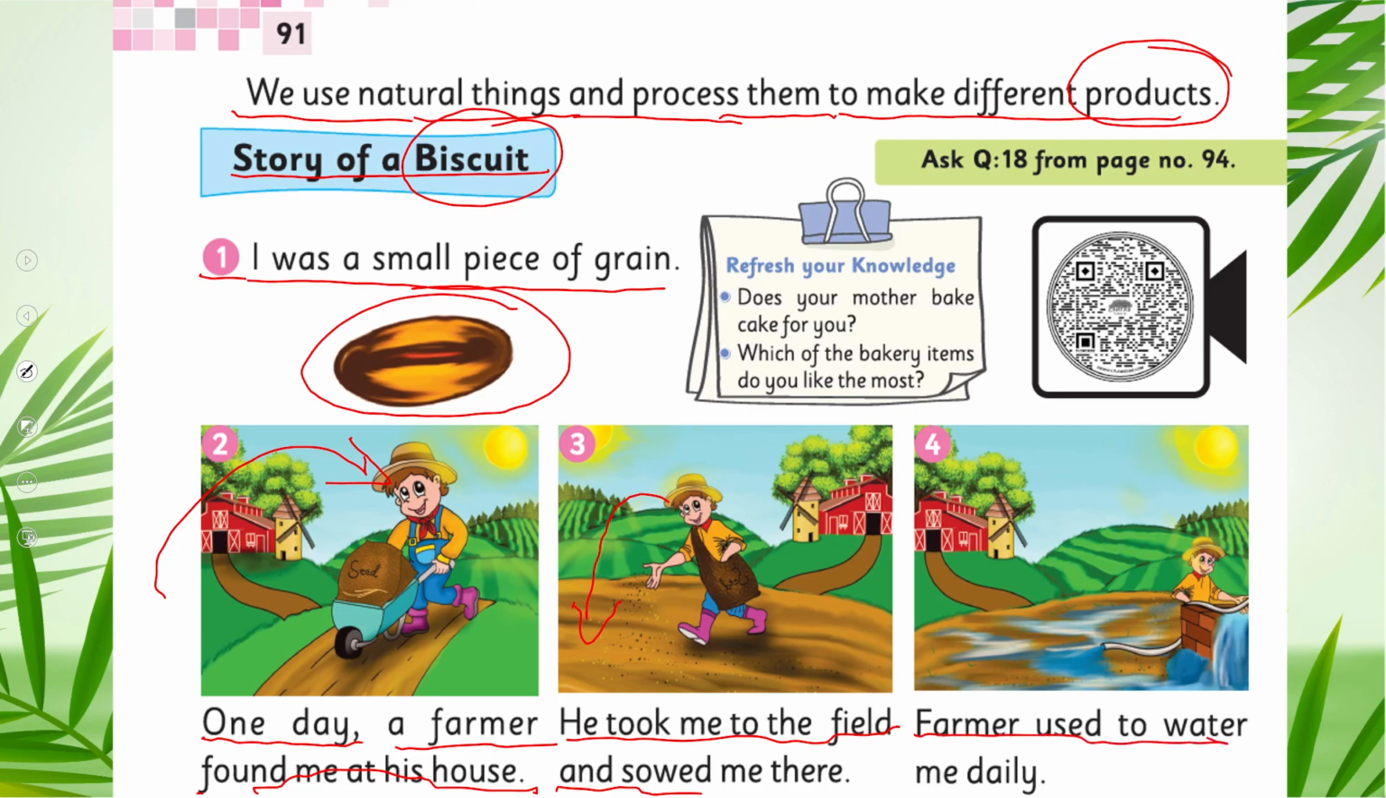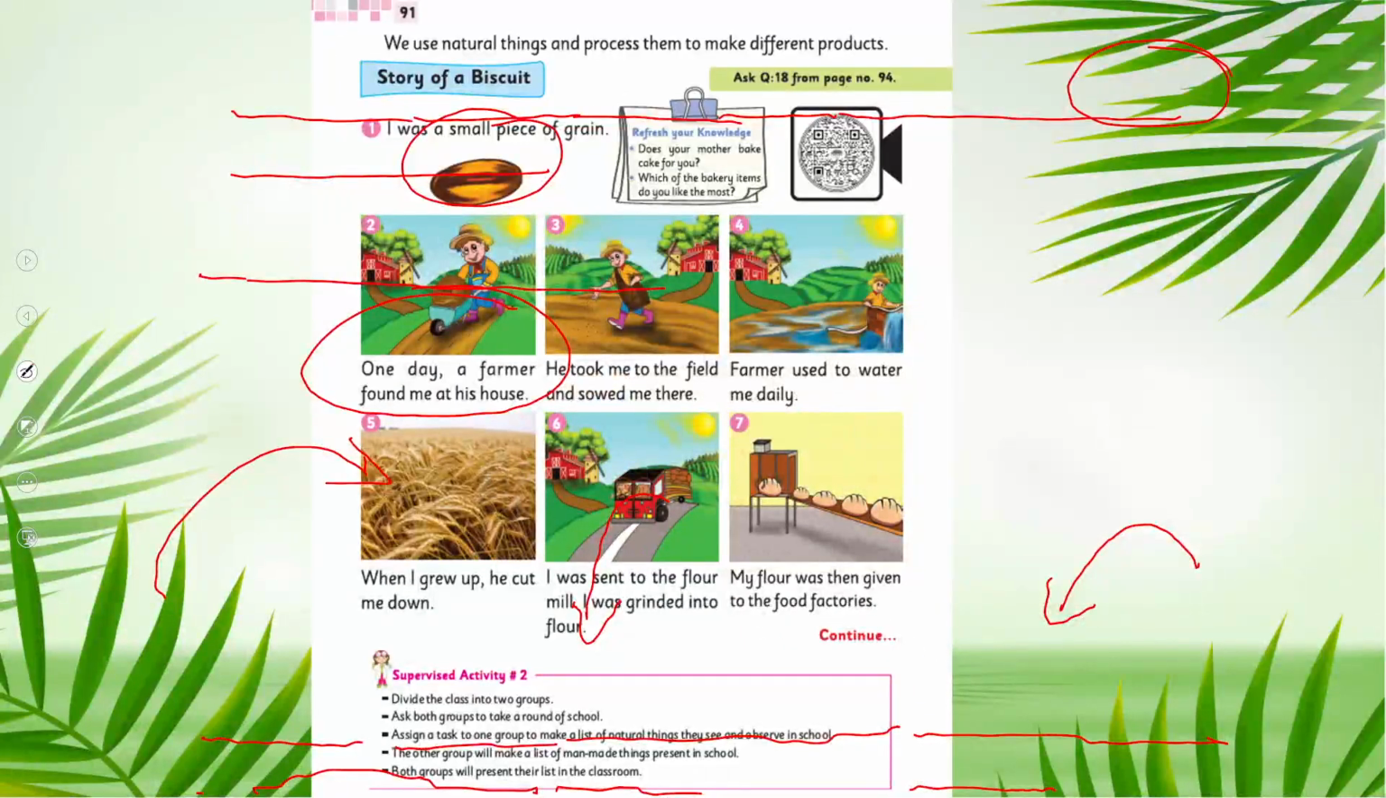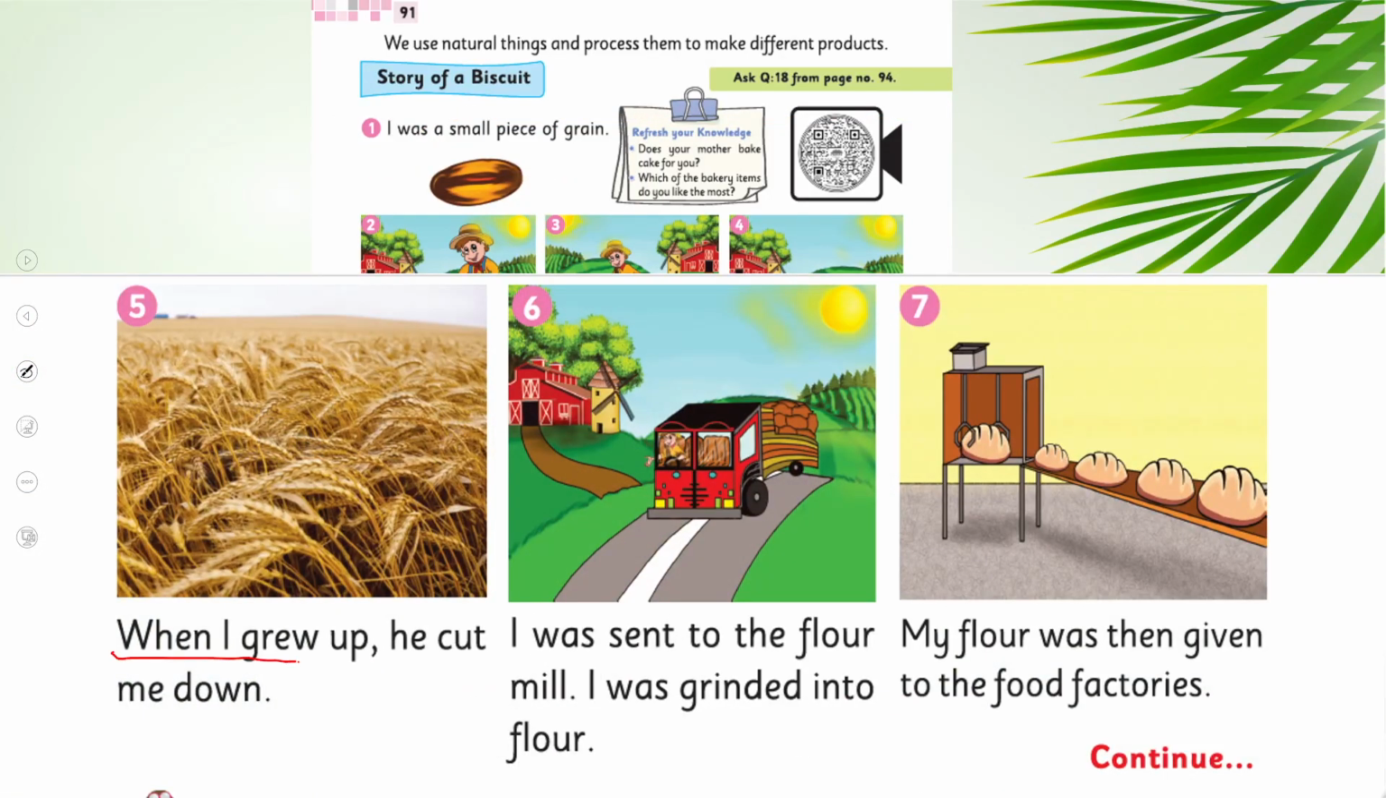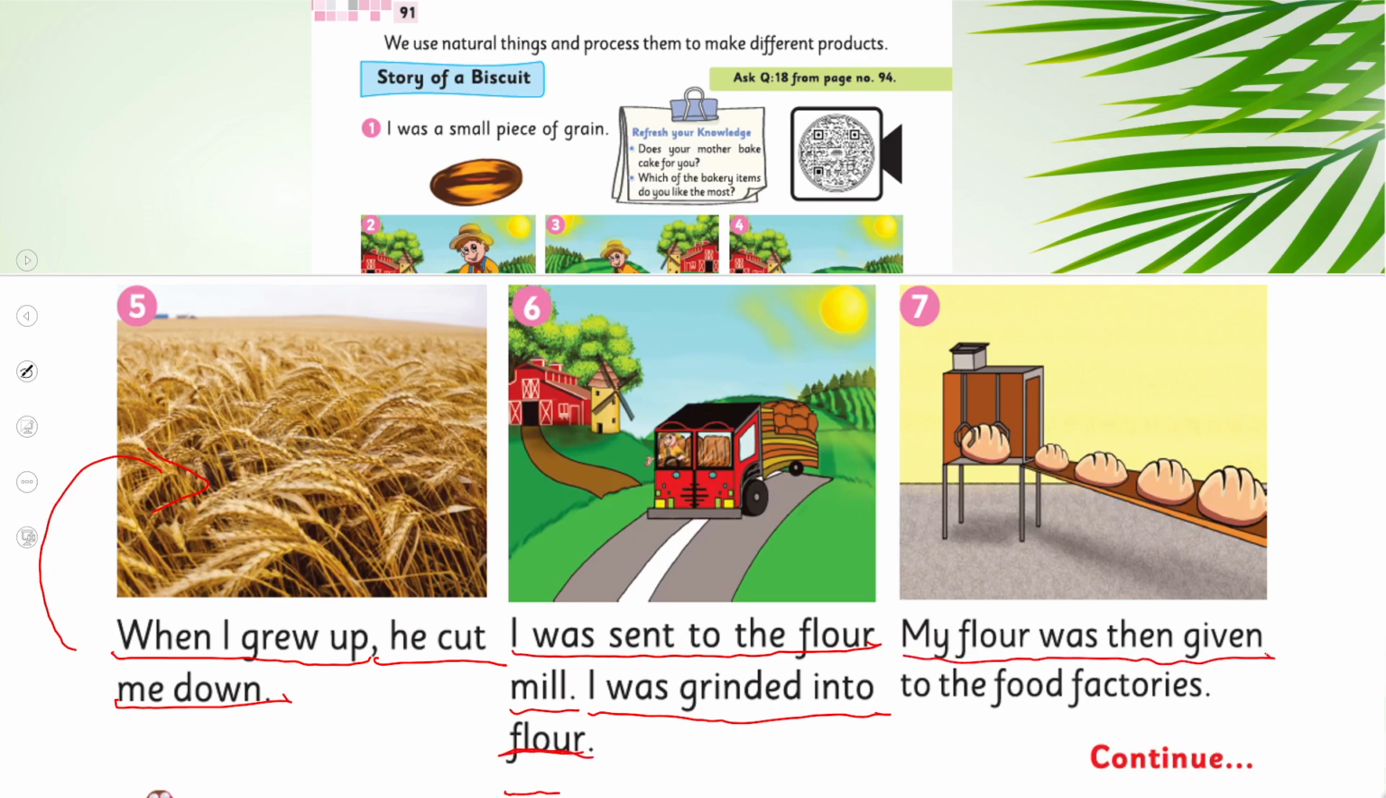Farmer used to water me daily. Now he's watering the fields. When I grew up, he cut me down. When the crops were grown, he cut all the crops. I was sent to the flour mill. I was grinded into flour. My flour was then given to food factories.